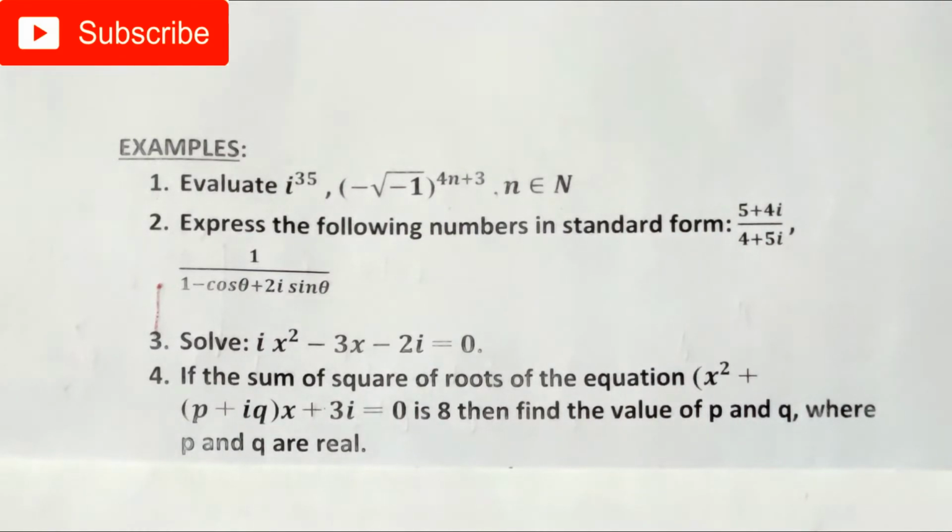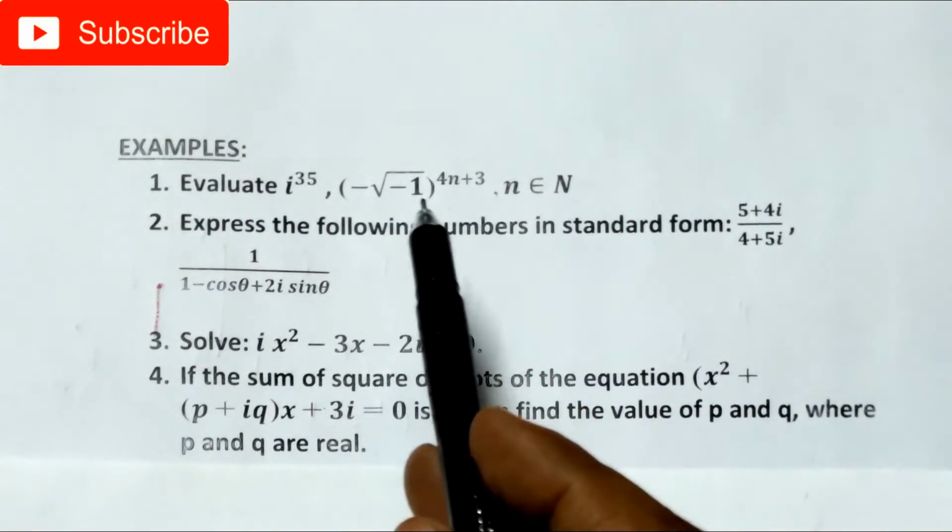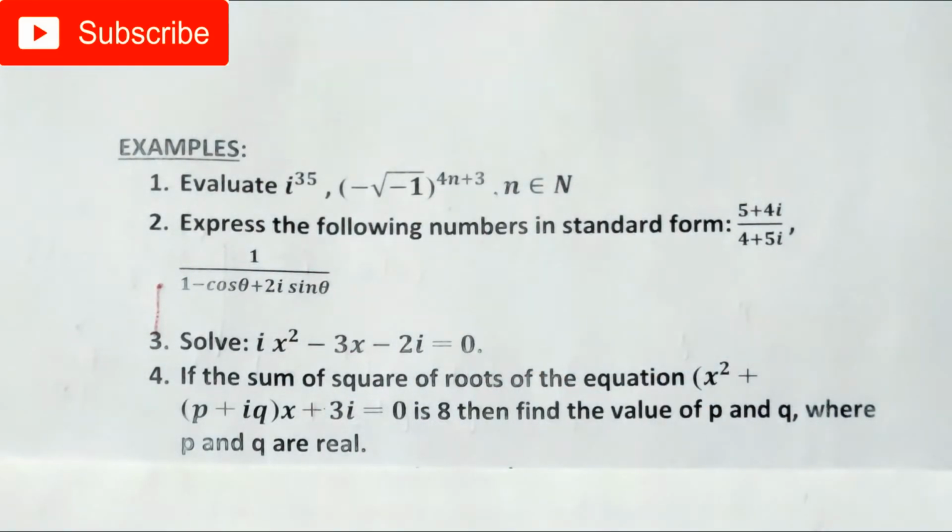Number one, by using the concept of iota, find or evaluate i to the power 35 and this one. So for the first example, let's find out the value of i to the power 35.